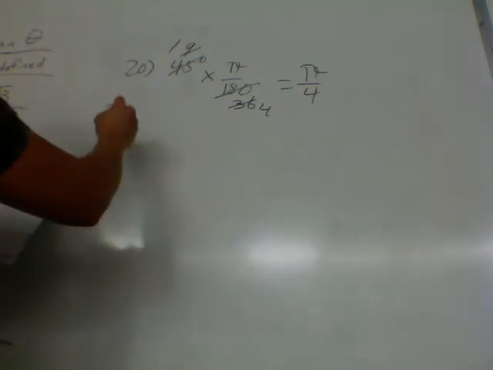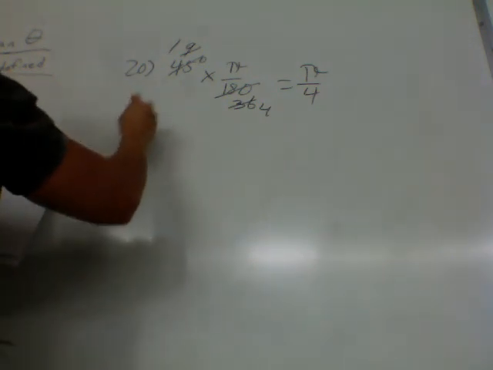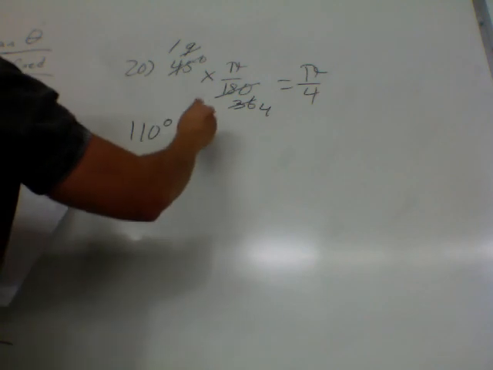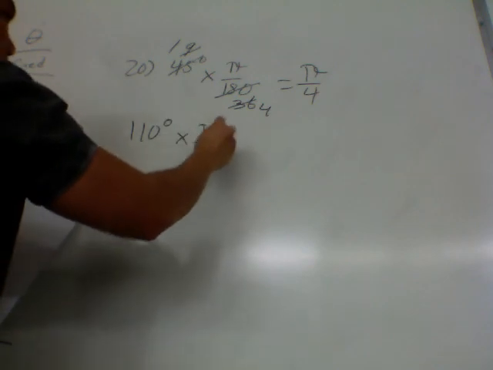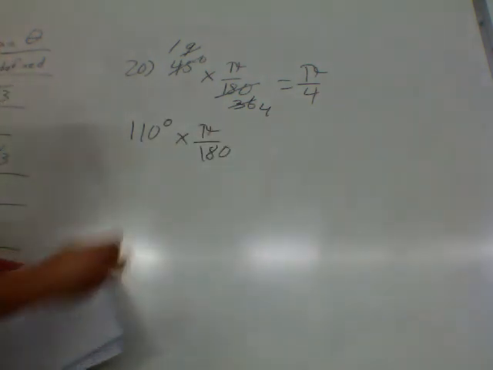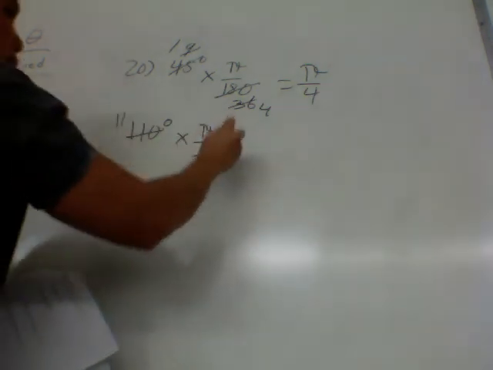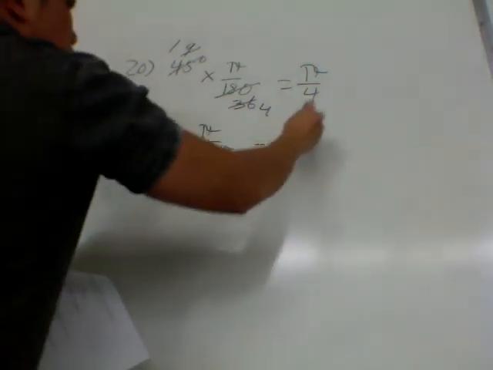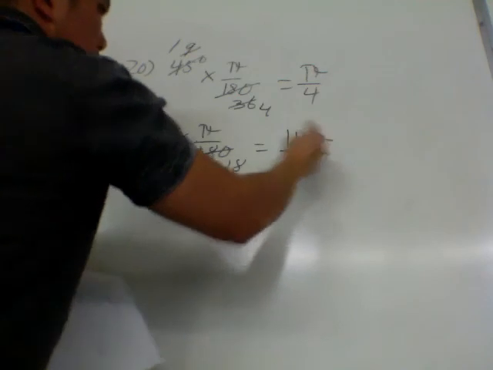Number 20b, I have 110 degrees. I multiply that by pi over 180. 10 can go into both. This is 11. That's 18. So my answer is 11 pi over 18.